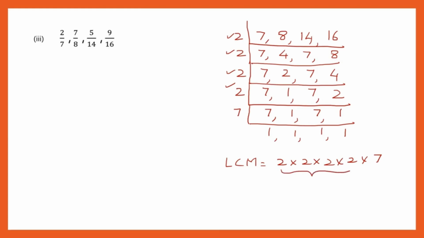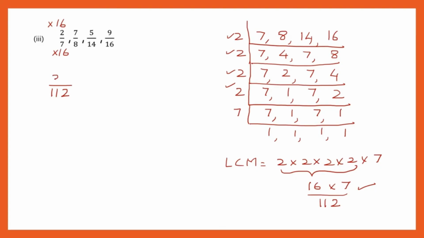So let's multiply these. 2 2's are 4. 4 2's are 8. 8 2's are 16. 16 into 7 is 112. So that is my new denominator. LCM is 112. So let's start. The first fraction, my denominator is 112. Now 7 into 16 gave us 112. Isn't it? We saw it here. So let's multiply 2 also by 16.